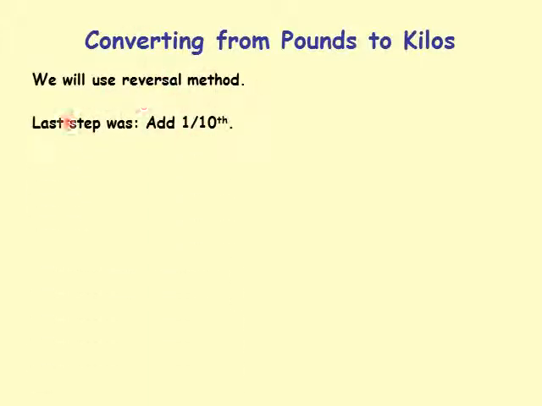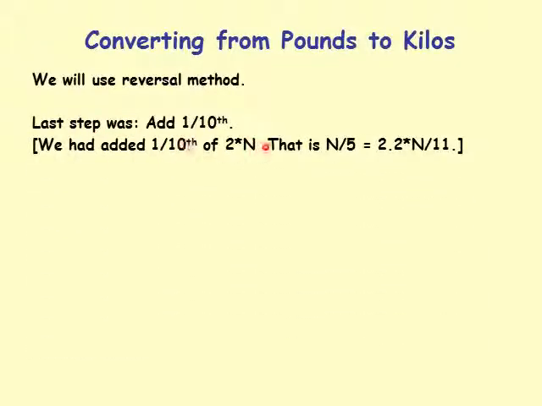Now let's go backward, converting from pounds to kilos. Now we'll use an approximation, the reversal method. Last time we added a tenth. We added a tenth of 2 times n, that is n by 5, which would be 2.2 times n divided by 11. To get a real reversal, to revert the results, we have to subtract an 11th.